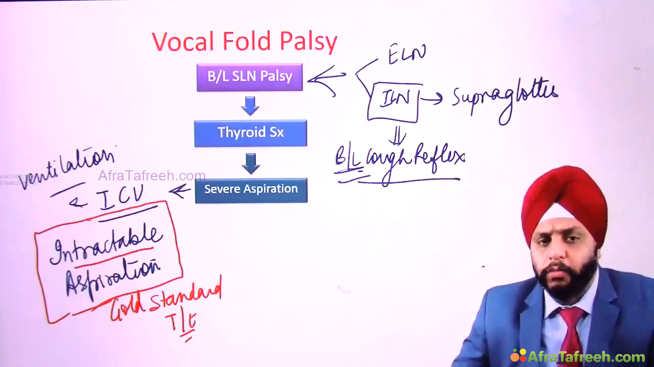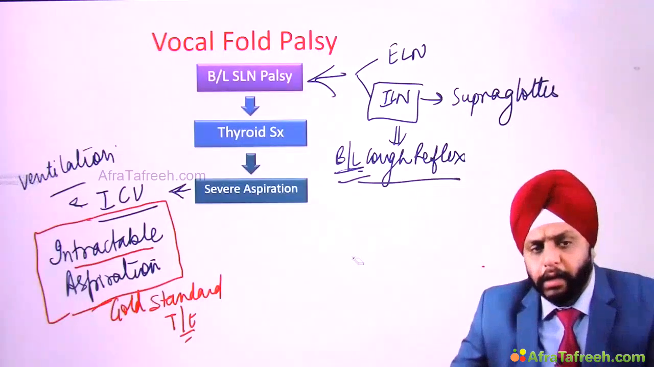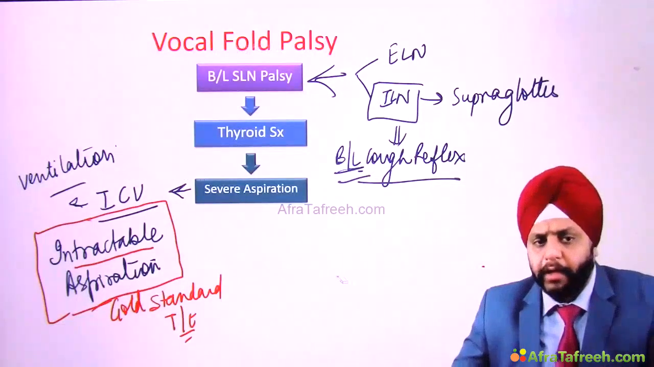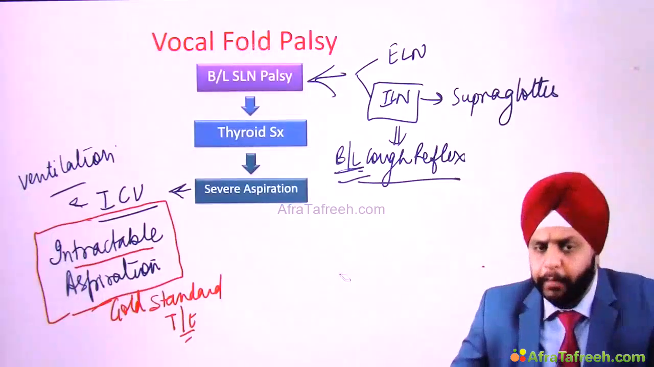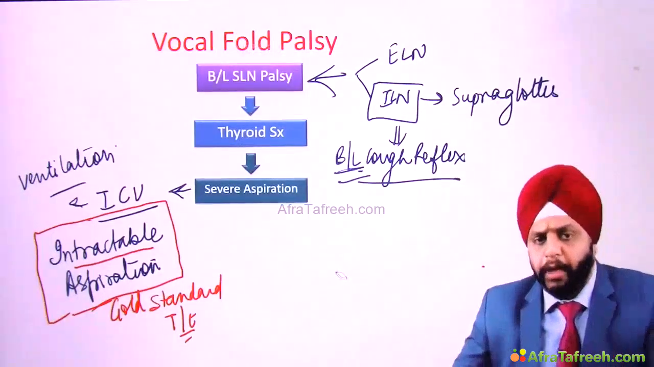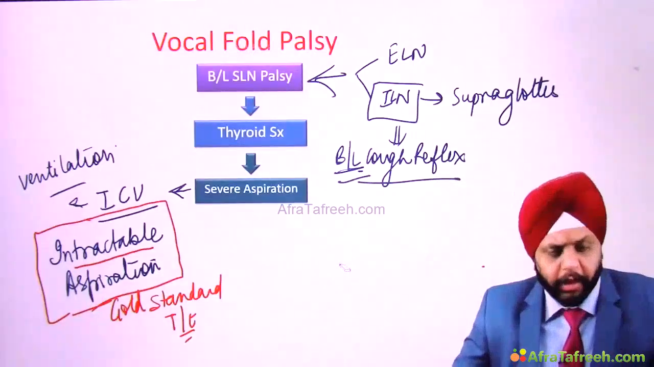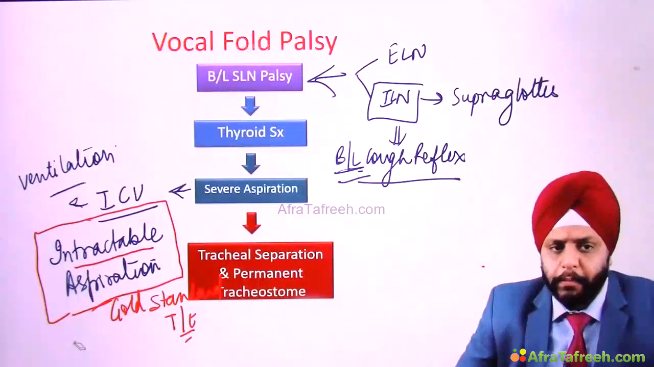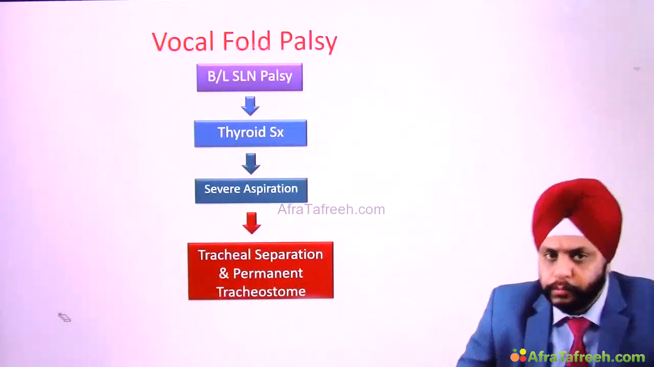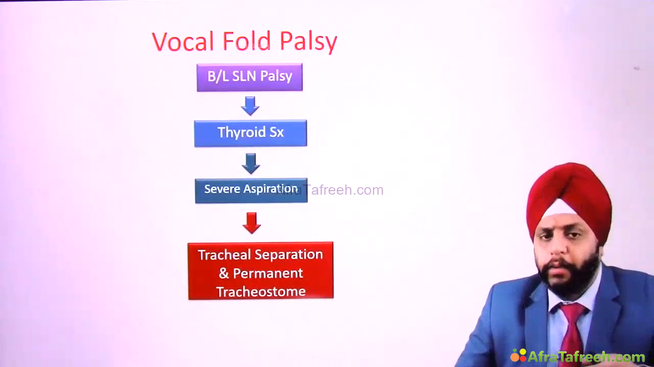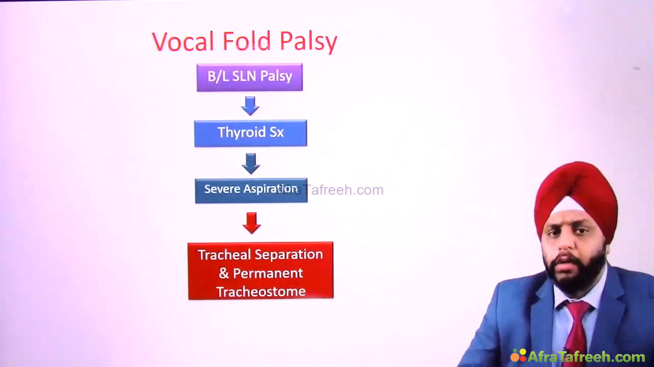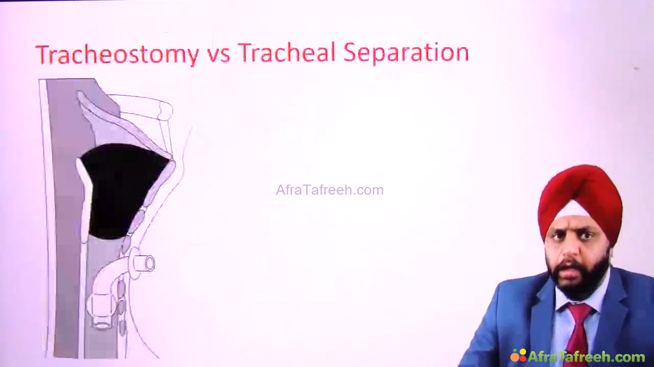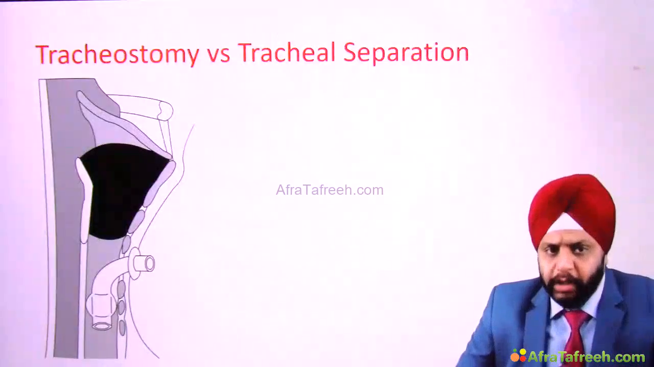So what will you do? You separate the trachea from the food pathway, from the pharynx, from the esophagus. You separate the airway and the digestive pathway. That means you can do a tracheal separation and permanent tracheostome. Now there will be a separate airway and a separate food pathway. Okay, let's look over here. What do I mean by this statement?